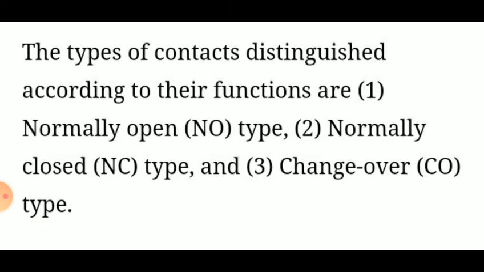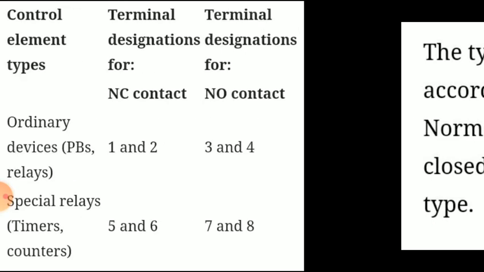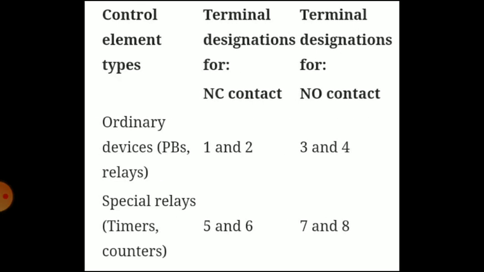The types of contacts distinguished according to their functions are normally open, that is NO type, normally closed, that is NC type, and third, changeover, that is CO type. This table indicates the different NC contacts and NO contacts for ordinary devices and the special relays like timers and counters, and the terminal designations shown in the table for different relays.